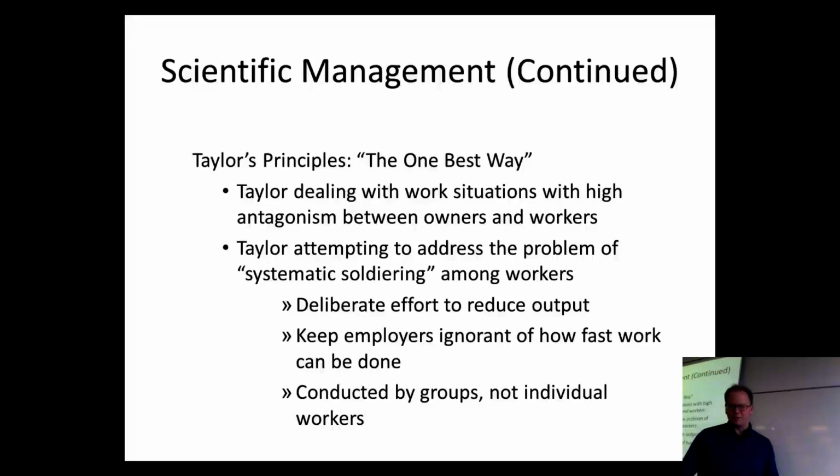And Taylor attempted here to address the problem of systematic soldiering among workers, which is a kind of solidarity. You recognize that some of your workers are faster and others are not so fast. So the agreed code is you don't work so fast that some people lose their work because they can't actually hold up to it, right? So this was a very quick realization.